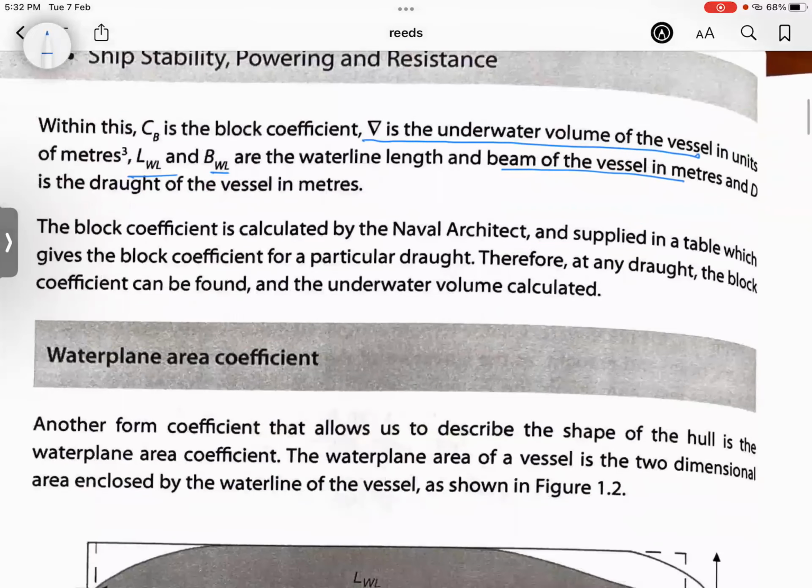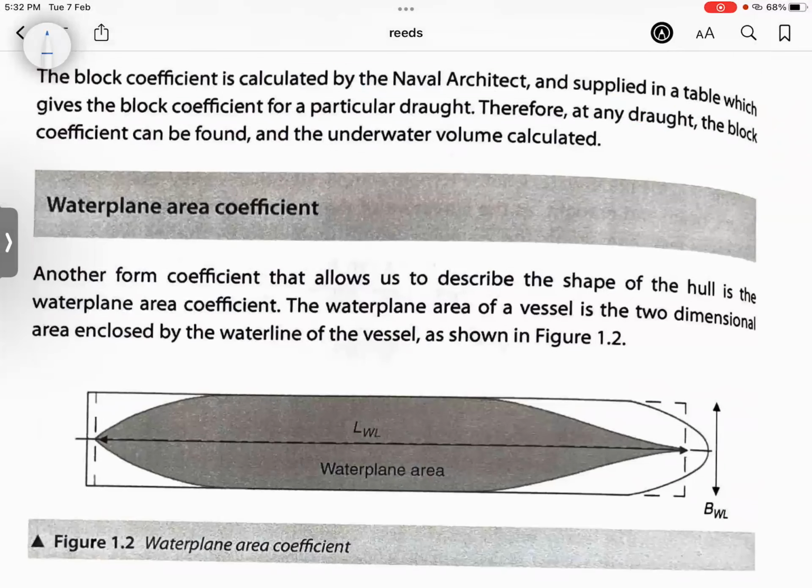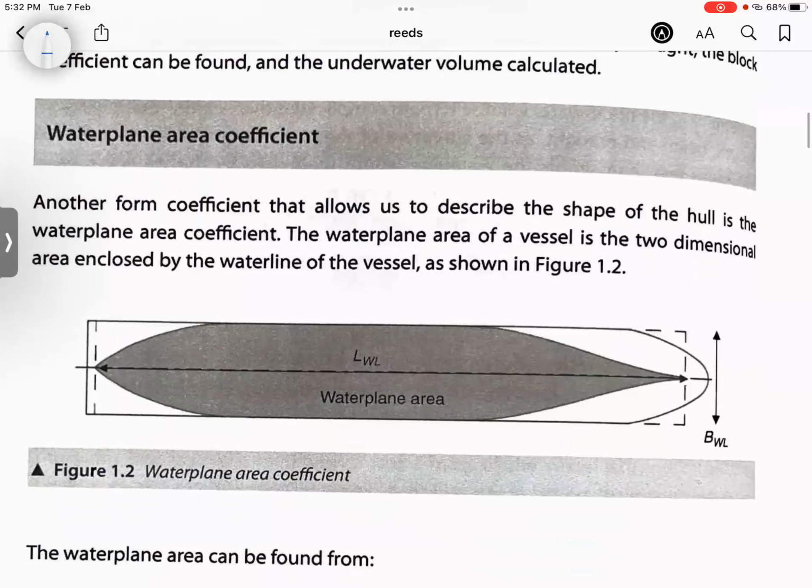Then the water plane area coefficient. First you were talking about volume, now you will focus on the area, right? If you see the exact shape of this, suppose this is the shape of a vessel, you will see from the top, right? So this is the shape of the vessel. Now what you will do here is that you have to calculate area.